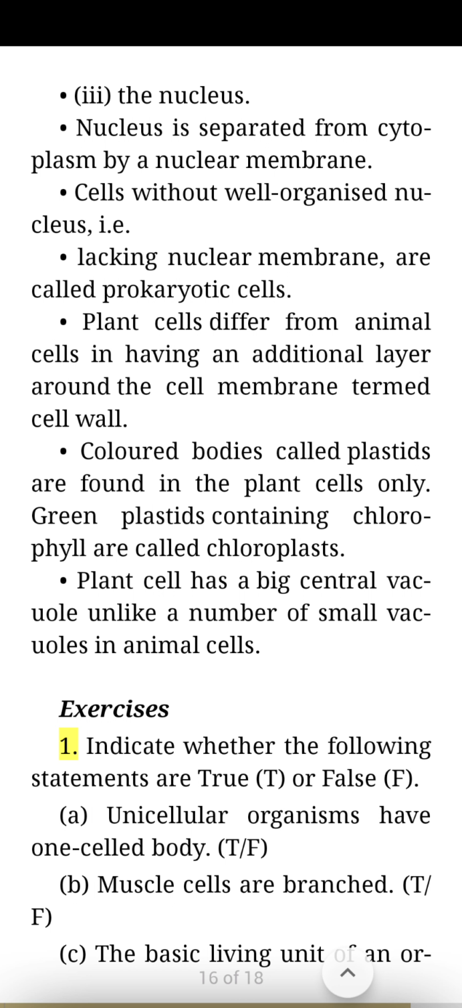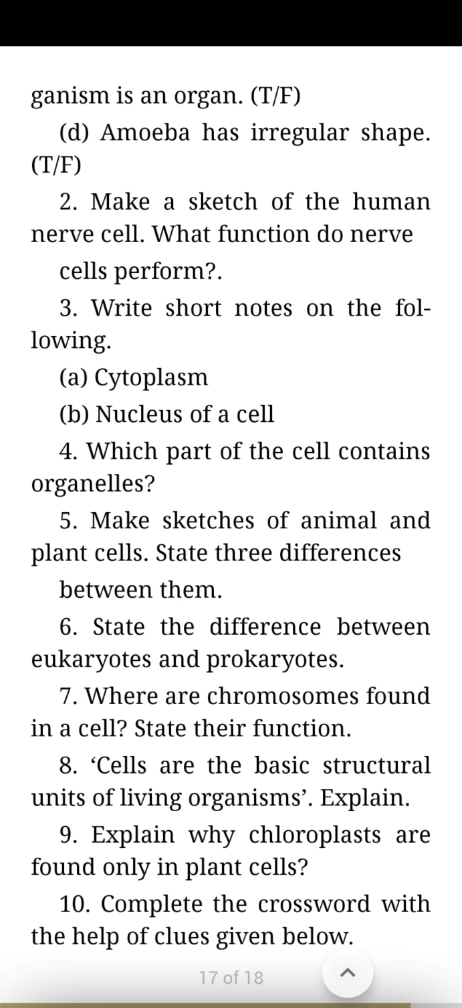Exercises. 1. Indicate whether the following statements are true T or false F. A. Unicellular organisms have one-celled body. B. Muscle cells are branched. C. The basic living unit of an organism is an organ. D. Amoeba has irregular shape. 2. Make a sketch of the human nerve cell. What function do nerve cells perform?